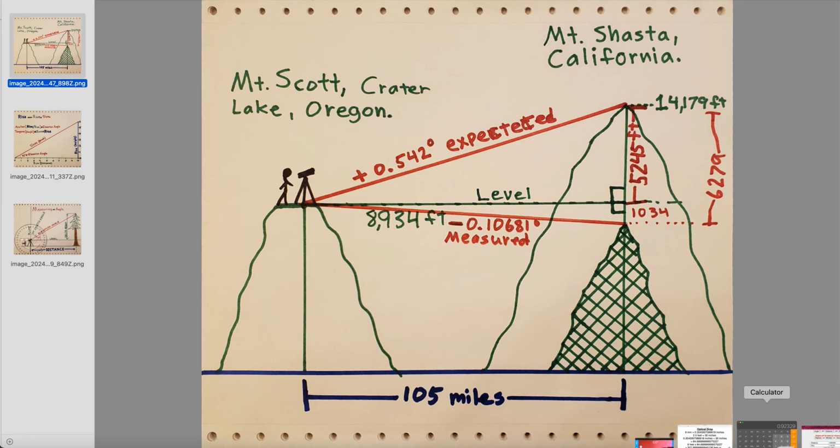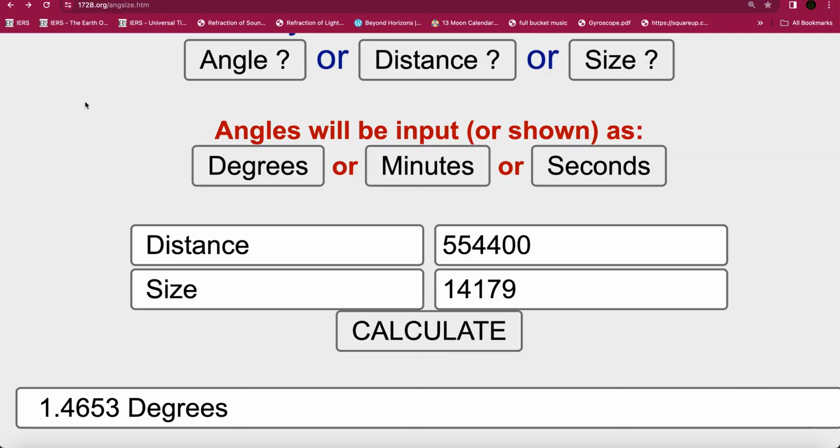So I'm just going to go on and show some stuff. First of all, I'm going to show what the effect of optical drop is. Now, I've gone through this many times in the past. First of all, I'm going to show something here. There is the distance, 105 miles in feet. That's 554,400 feet. That's the distance between the two mountains from Crater Lake to Mount Shasta. There's Mount Shasta's size. It's 14,179 feet. That would mean Mount Shasta has an angular size from that distance of 1.46 degrees.